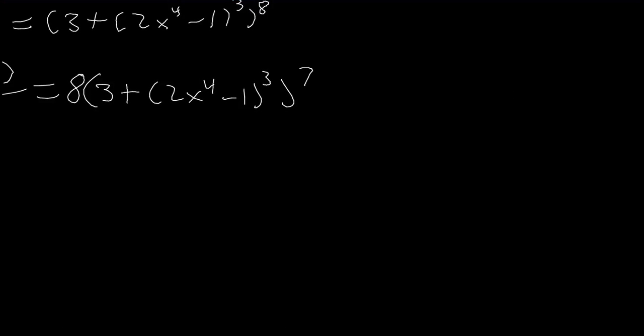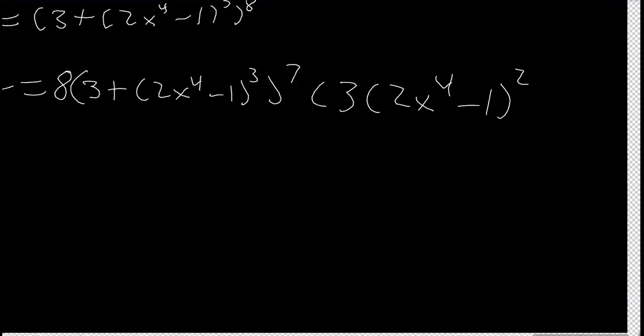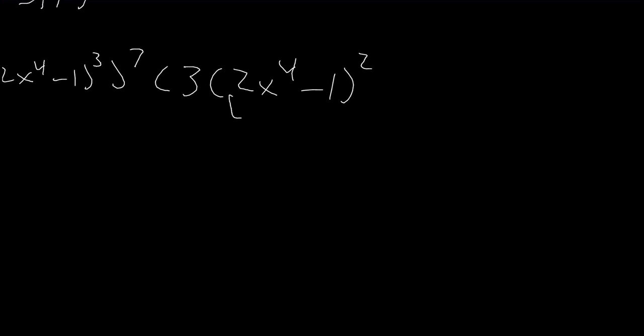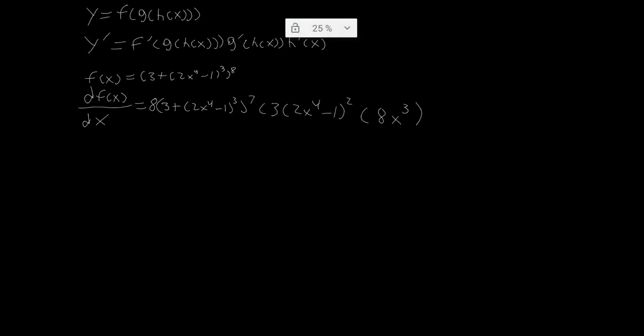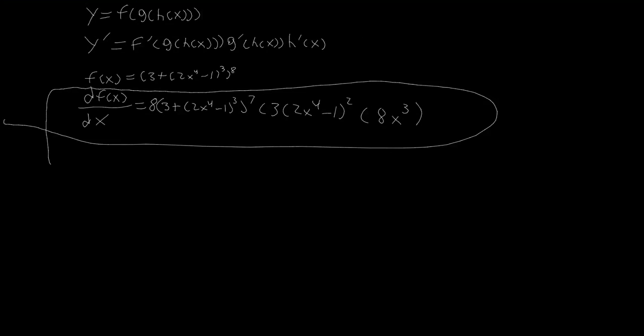So the derivative of 3 is just 0, so we can ignore that. So it's really the derivative of this. So the derivative of the outside is just going to be 3 times, keep the inside the same, 2x to the 4 minus 1, then it's squared. And now we can multiply by the derivative of the innermost. So it's just going to be 8x cubed. And so this will be our answer.